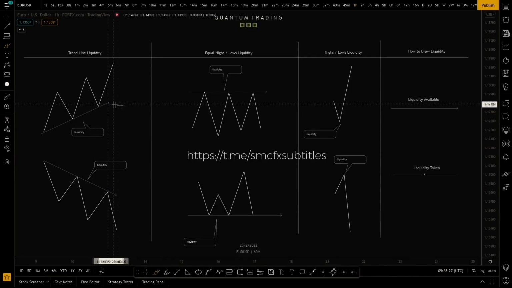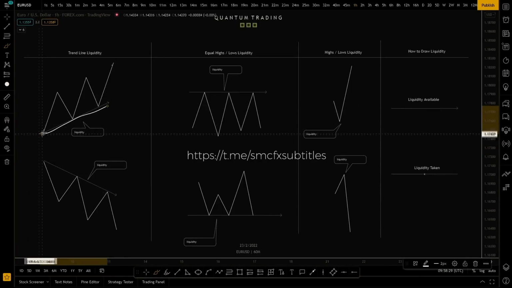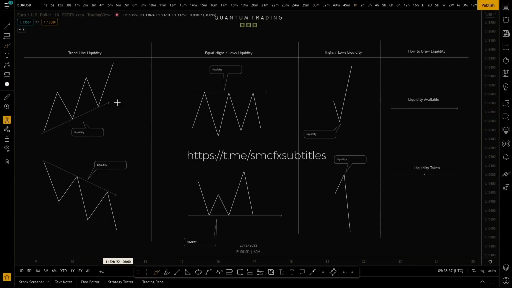And the reason we draw this trend line liquidity as well is that if we know there's liquidity below this point and this point, we know there's liquidity resting above all these lows. So we can draw a trend line to identify this. We don't use this one as much, but just understand that there is liquidity above and below every single high and low in the market, okay?